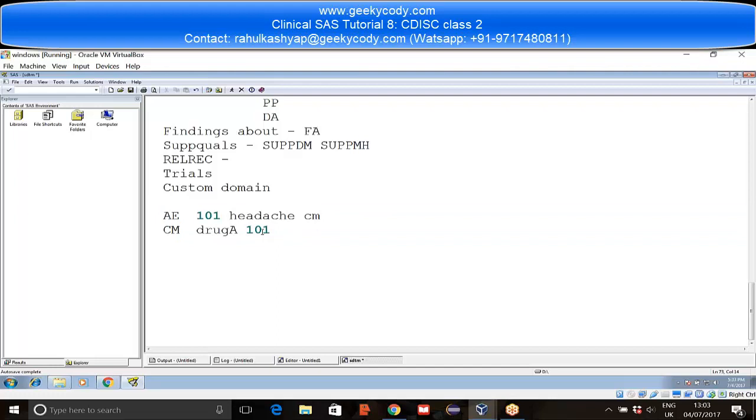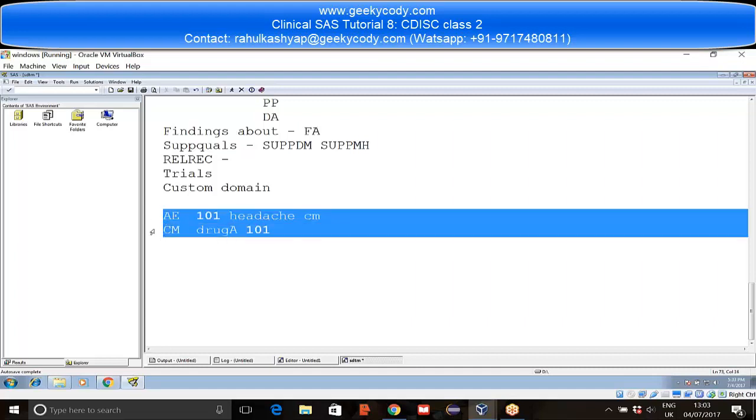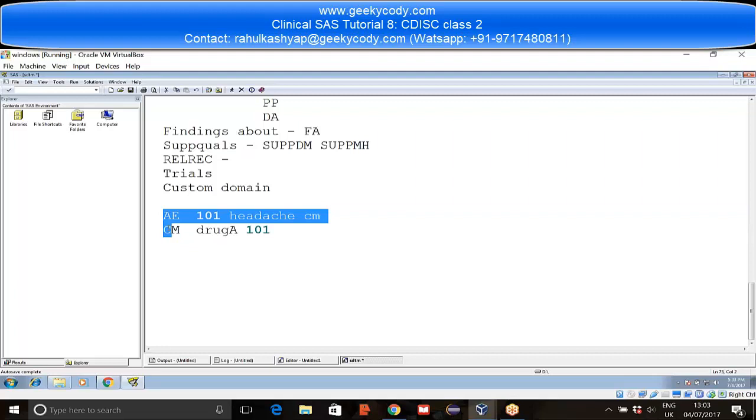The main concept here is, see, in this example 101 is there. So what is this 101? What is that adverse event code? We don't know, right? So to know that, again we need to open AE domain, adverse event domain, and we have to check what is there for 101. For 101 headache is there. So like this we can understand. So instead of referring two different domains, we can create a relation record. We will just give the information, map the information into another domain called rel-rec domain.